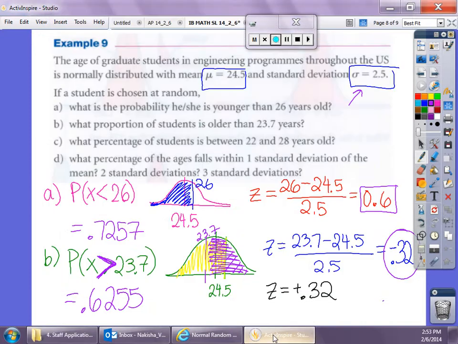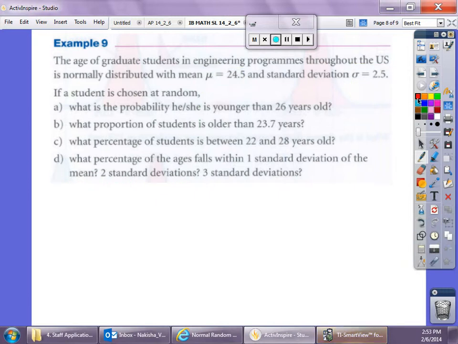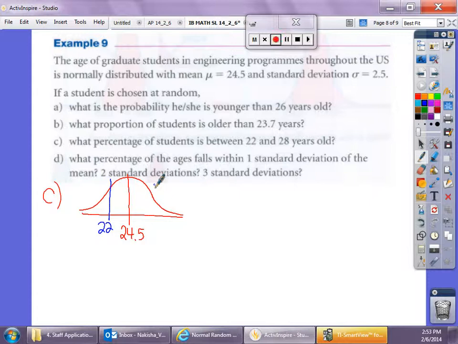All right. Next, part C, between. I'm going to erase what's on the screen here so we can do letter C. What percentage of students is between 22 and 28? I'm just going to start with my picture. Mean of 24.5. 22 would be less than it, somewhere over here, and then 28 would be somewhere over here.